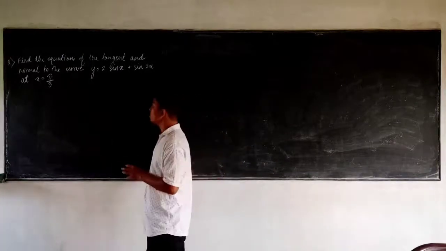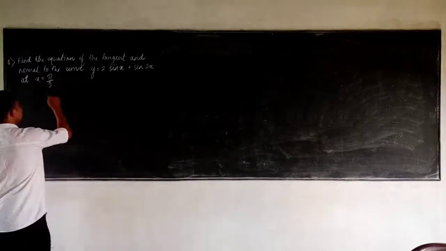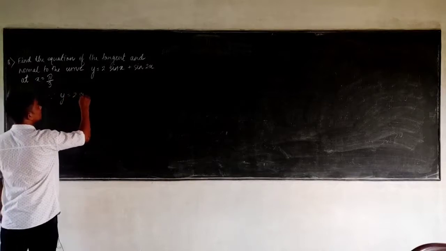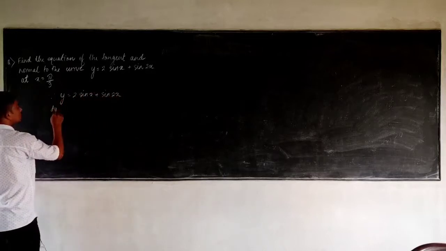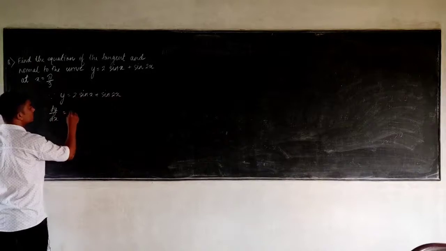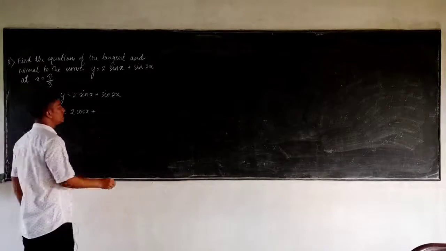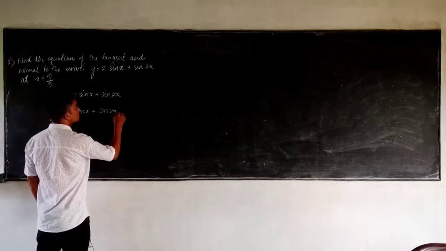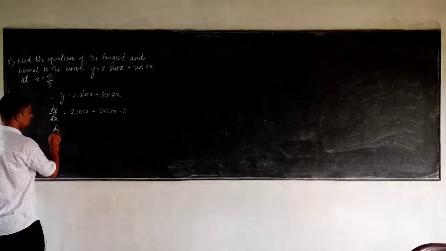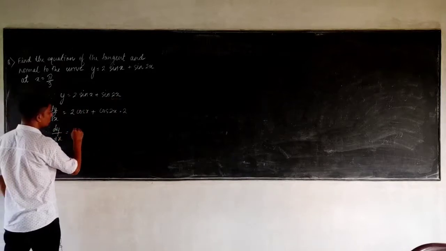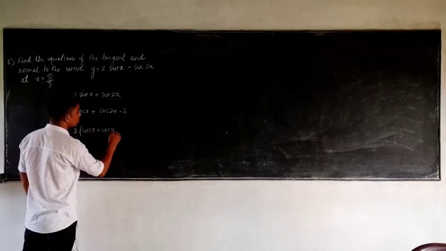First, we will try to find the slope. The slope can easily be determined by finding the derivative. Since y equals 2 sin x plus sin 2x, differentiating this, dy by dx equals 2 cos x plus the derivative of sin 2x, which is cos 2x into 2. Finally, dy by dx equals, taking 2 common, 2 times cos x plus cos 2x.